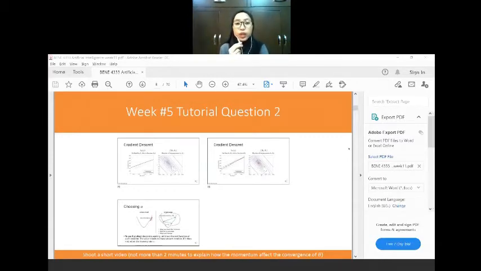Okay, moving on to the second question. It asks about how momentum affects the convergence of gradient descent. Basically, the question is all about gradient descent. Gradient descent can be defined as an optimization algorithm which is mainly used to find the minimum of a function. Momentum is the tendency of an object to keep going in the same direction with the same speed. In other words, it depends on the mass and velocity, and it also has a direction.